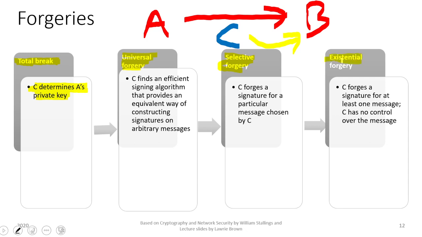And in existential forgery, C would forge a signature for at least one message. Here, C doesn't have control over the message. It would just be able to create a signature, but not for any particular message or in any sort of targeted way. It would be a nuisance. It would mess up the communication or interaction. But other than that, it would not be a significant trouble there.